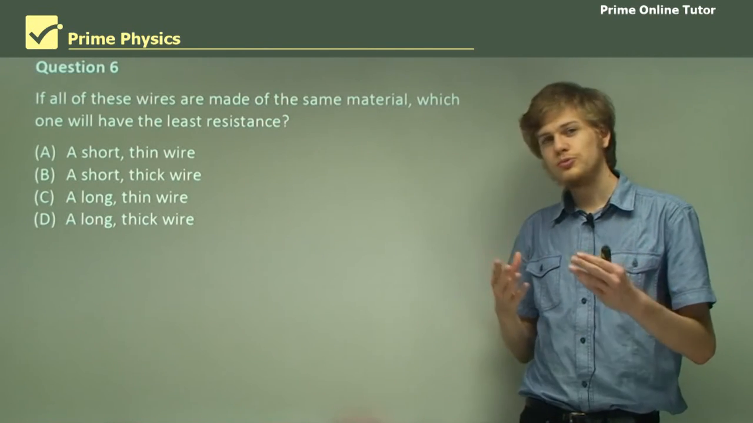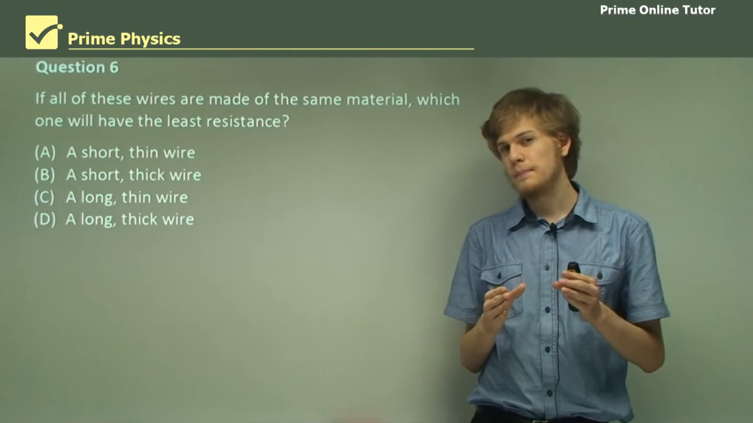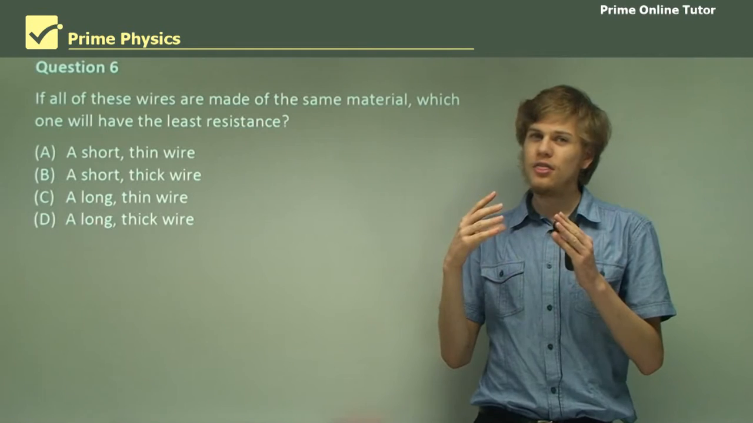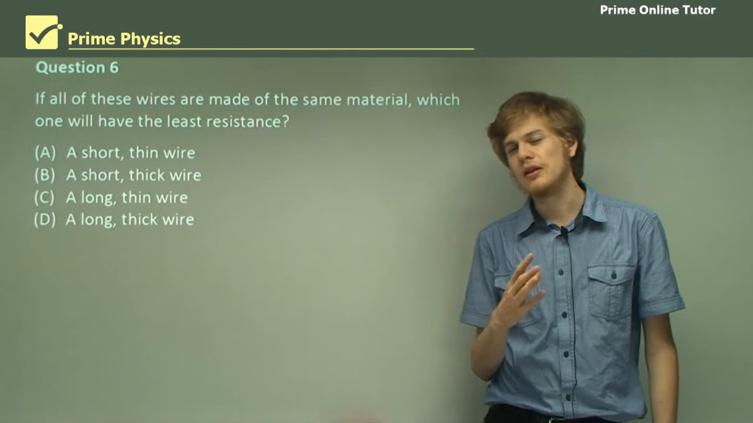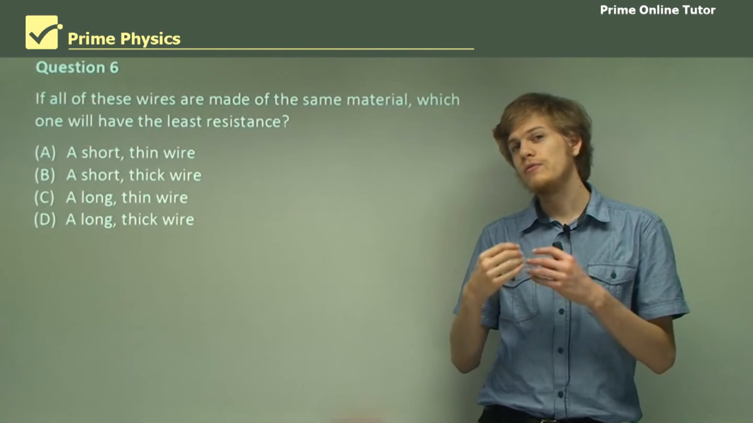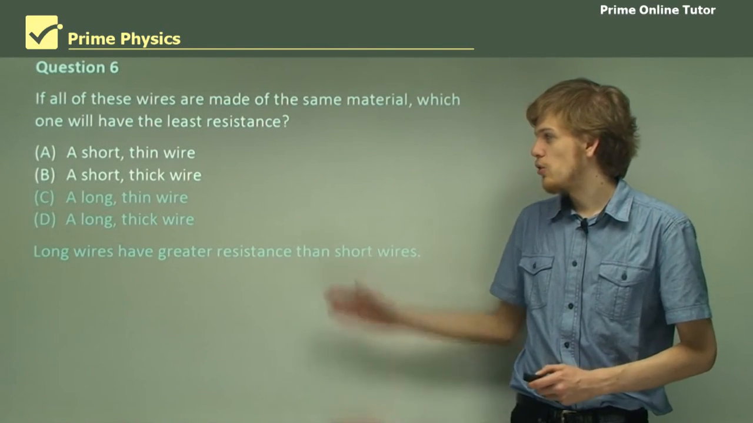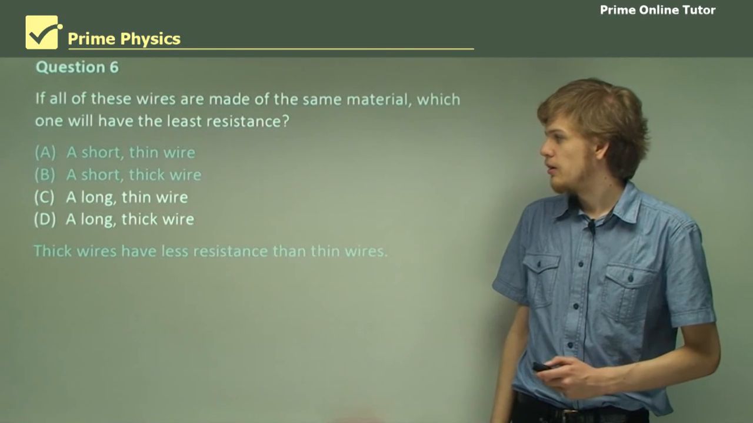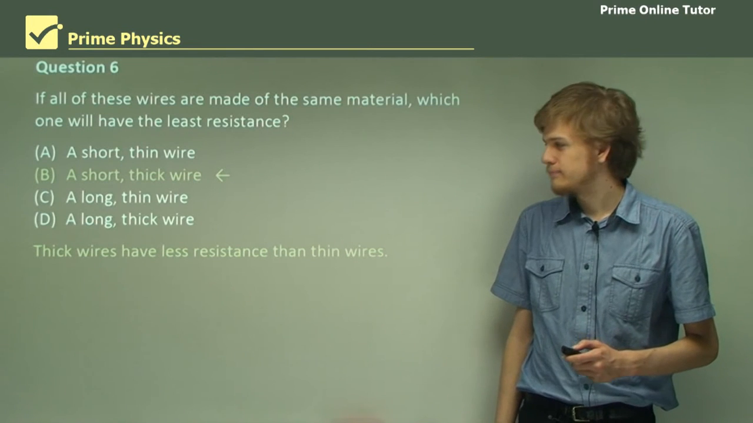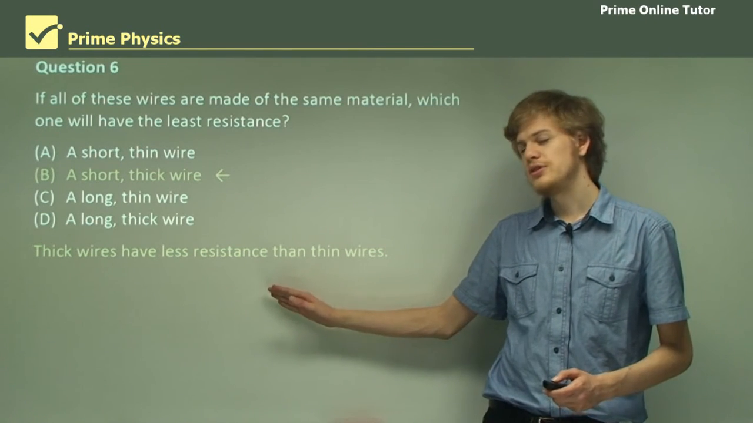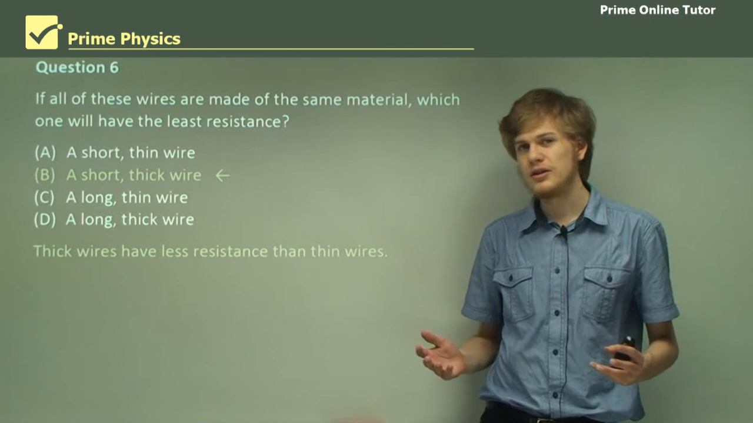So if we want to have the smallest resistance, then we need a very short wire. If the wire was very thin, then that would increase the resistance because we wouldn't be able to push many electrons through it. So we want a very thick wire. Our answer then is not going to be a long thin wire, but in fact a short thick wire. Thick wires have less resistance than thin wires, and short wires have less resistance than long wires.